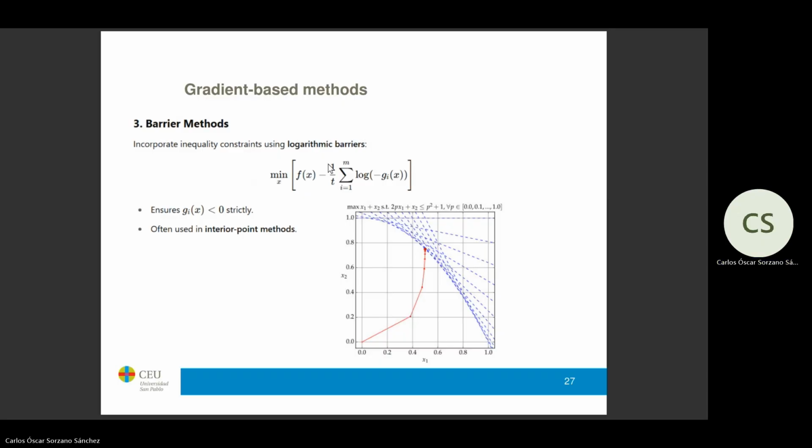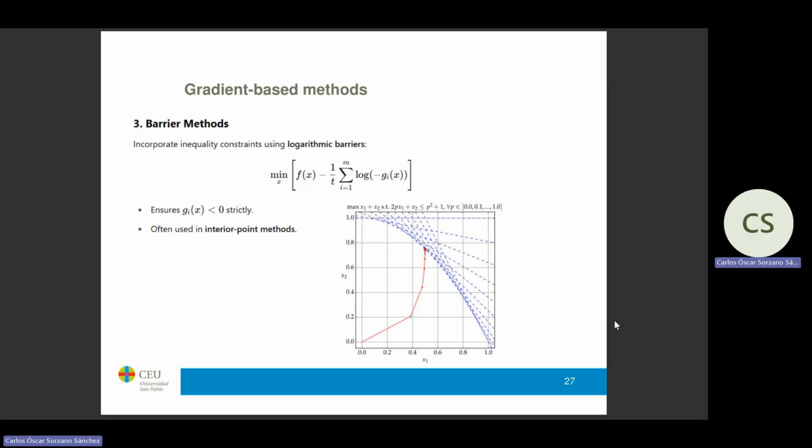And here you have a different family of methods. This is only for inequality constraints. These are called the barrier methods. The barrier methods bring the same idea of penalization, but with a particular kind of penalization. You have to start with a point that is fulfilling the constraints. So let's say that this is our feasible region. We have a lot of constraints here.